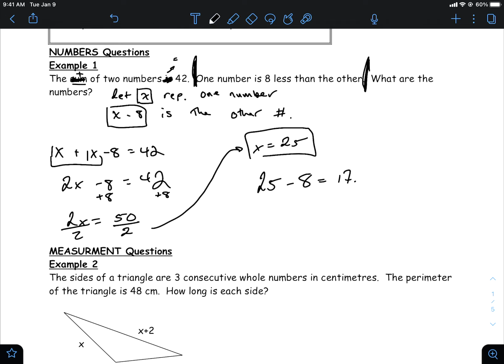So then you can write a little therefore statement. You say, okay, the larger number is 25. Smaller number is 17.